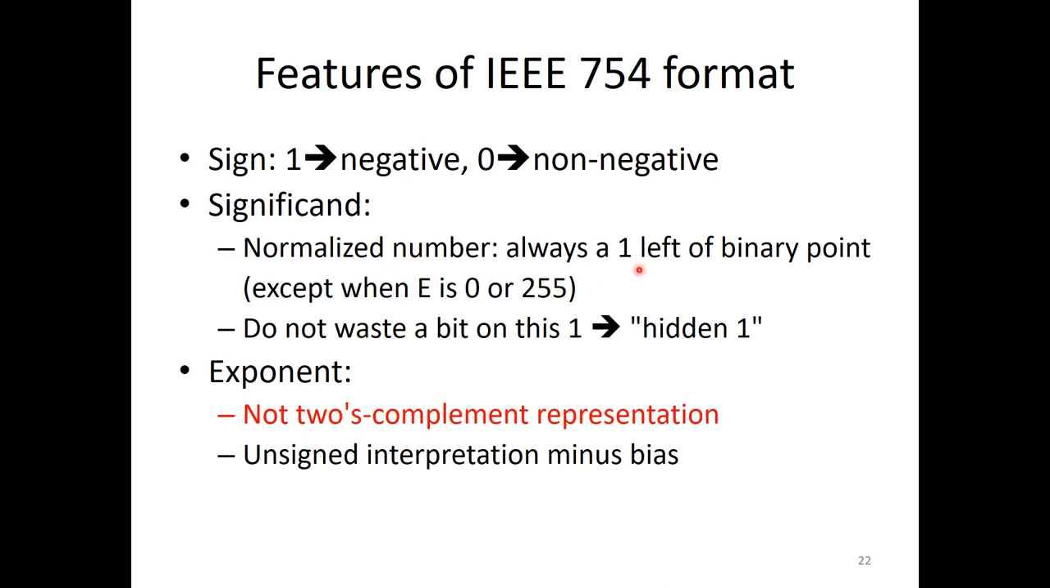Now the sign: 1 is negative, 0 is for non-negative. The significand is a normalized number, and there is always a one left of the binary point, except when the exponent is either 0 or 255. So we do not waste a bit. If you remember, I told you that we do not waste this one bit because it is a hidden one. The exponent is the unsigned interpretation minus the bias. So in the earlier case, it will be 5 minus 127, so that is minus 122. That is why the first digit was 1, because there is a minus, since you are subtracting from 127.